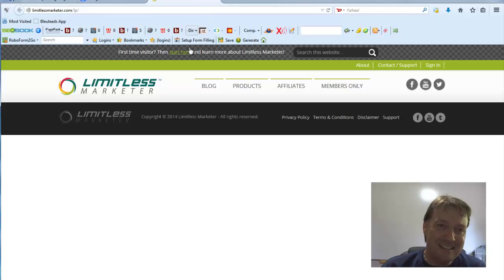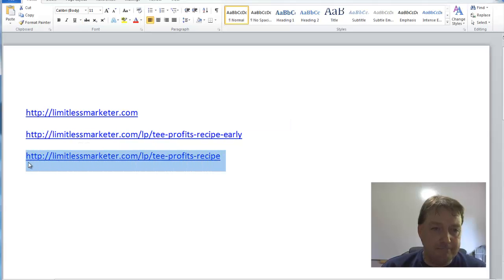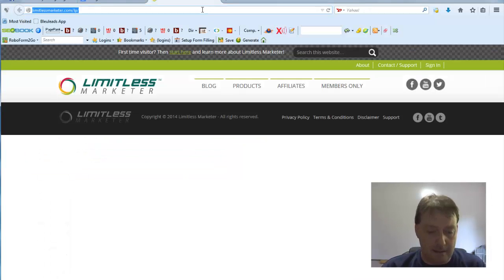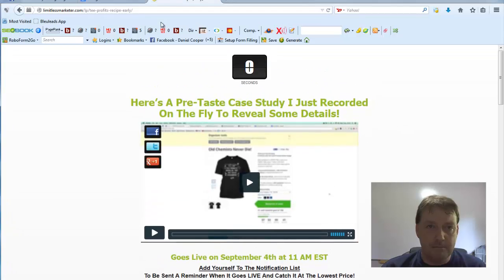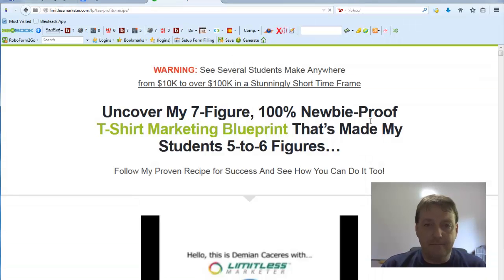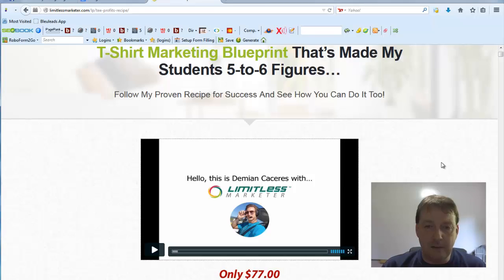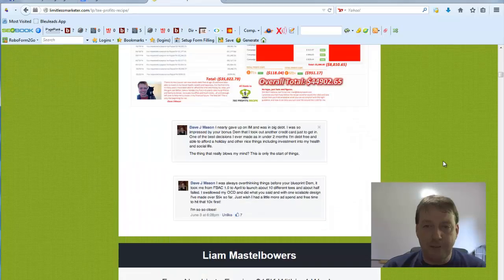So since there wasn't anything in that root directory, I thought, well, what if I take early off? So I took early off the end of it, and this is what I found. I found the sales page. Whoops, I copied in early. So let's take the early off. I took the early off, and what I found was the sales page. So here's the sales page. Found out the product was $77.